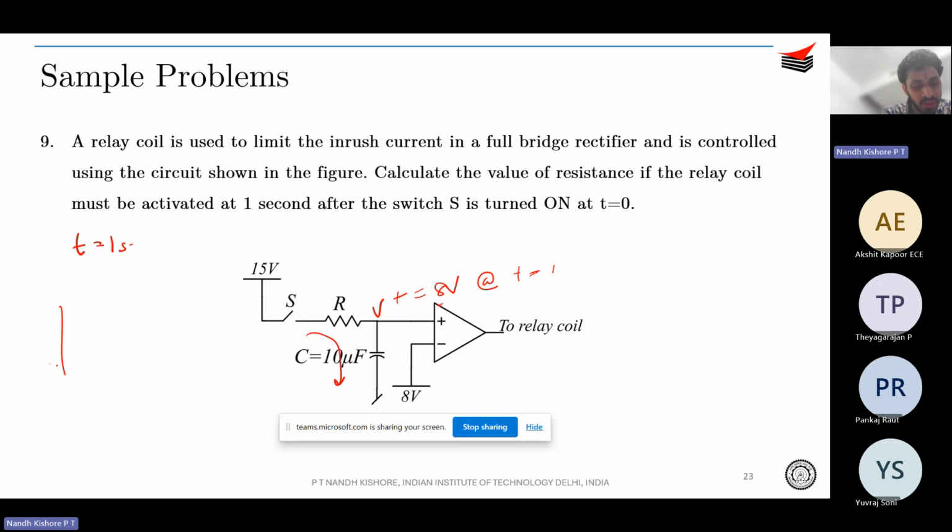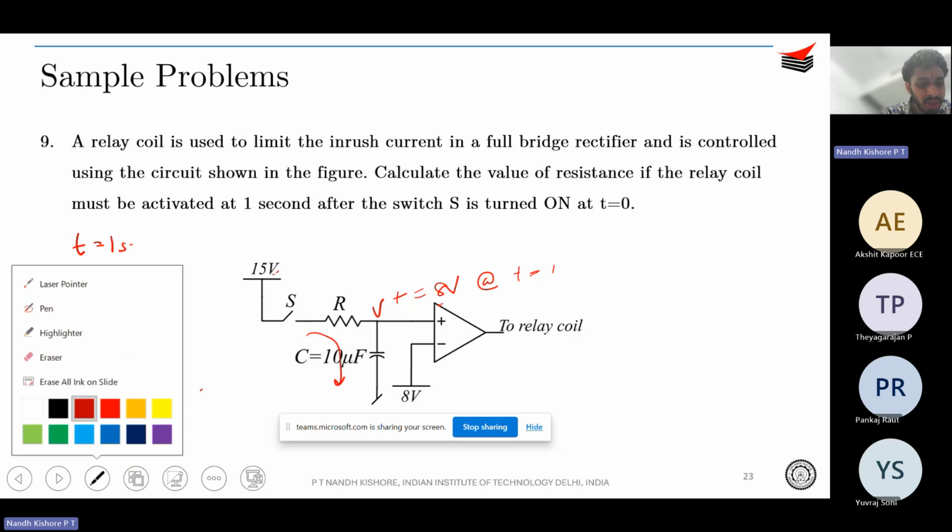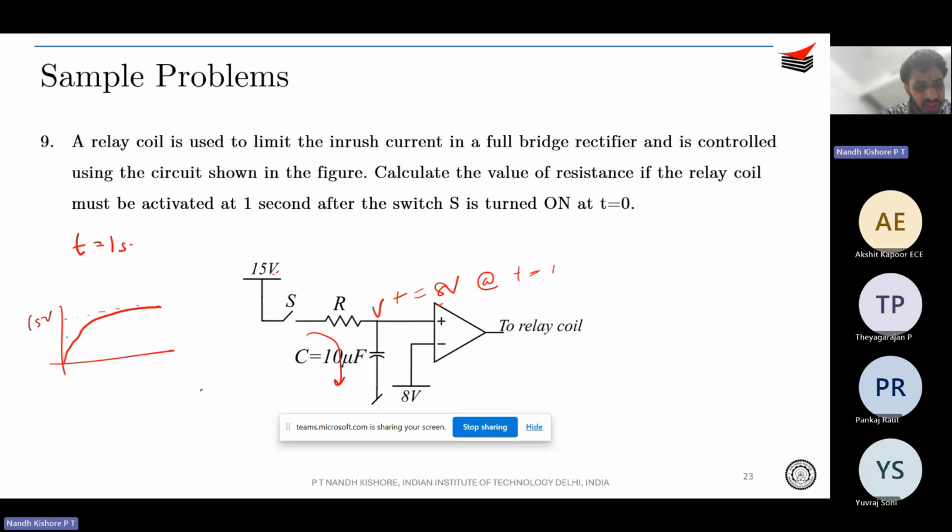You know that the capacitor voltage will charge from 0, right? So it will charge from 0 and it will hit whatever is the supply voltage, correct? Supply voltage is 15 volt. So it will hit 15 volt after a long time. But what we want is, we want the voltage to go to 8 volt at 1 second.